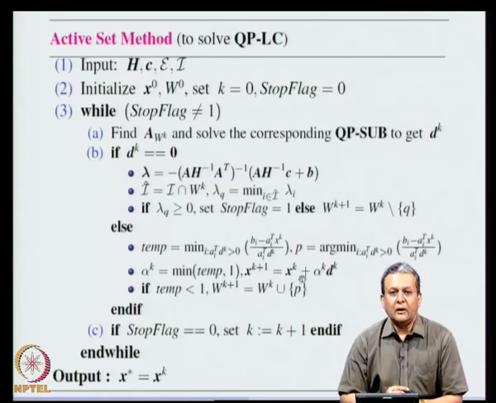Now, if this value was less than 1, or the alpha k value was less than 1, that means we are now at a point where a new constraint needs to be added to Wk, and that is done in this step.